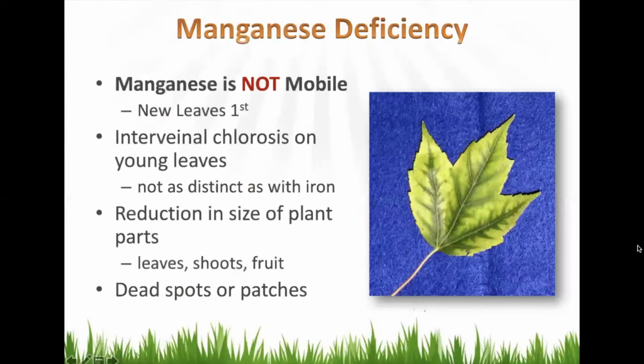As you can see here, we have that chlorosis, but the veins are still going to remain very deep green. And this is not as distinct as with iron. Okay, so we're going to see this a lot more green here. There's going to be a reduction in the size of the plant parts as well, so everything is going to be stunted. The leaves are going to be stunted, the shoots and fruit, everything is going to be smaller. And there's also going to be some dead spots or branches from complete dieback.